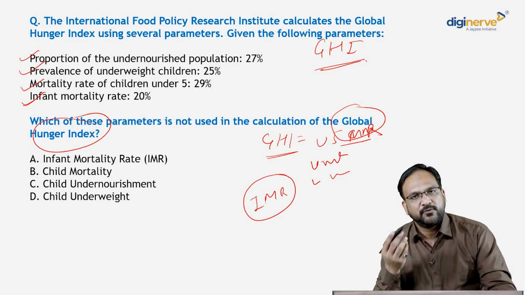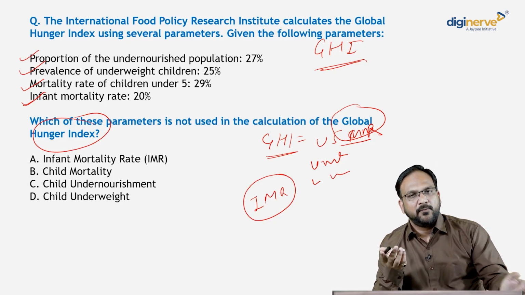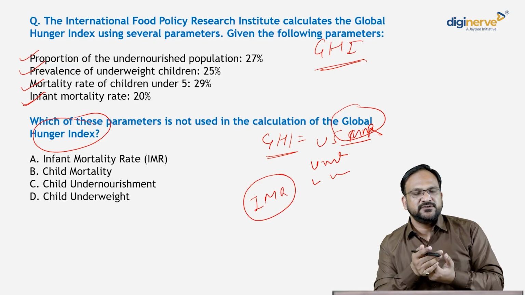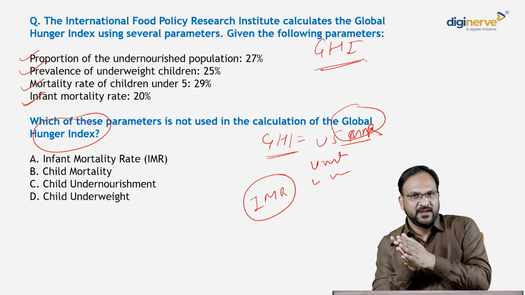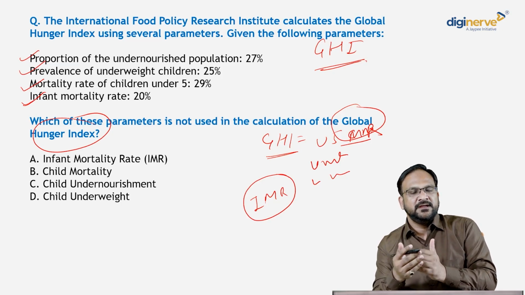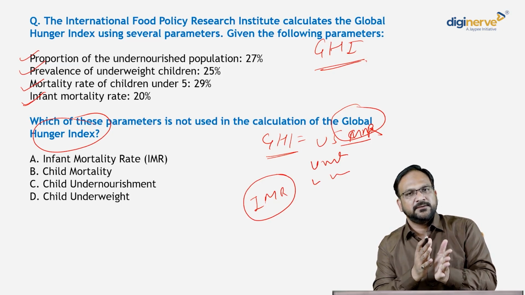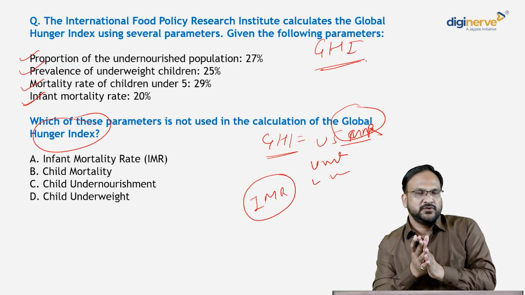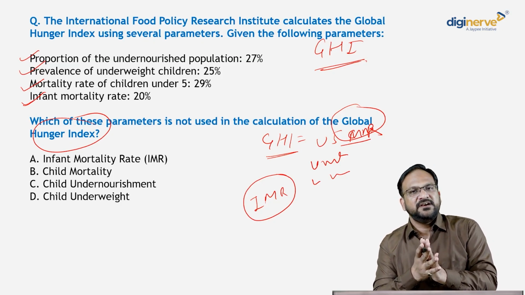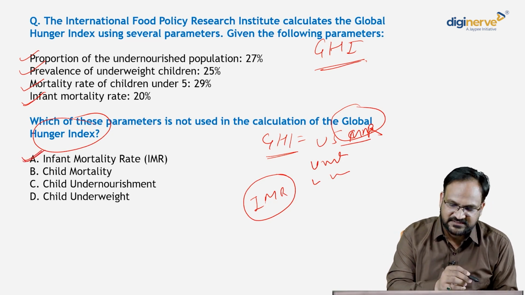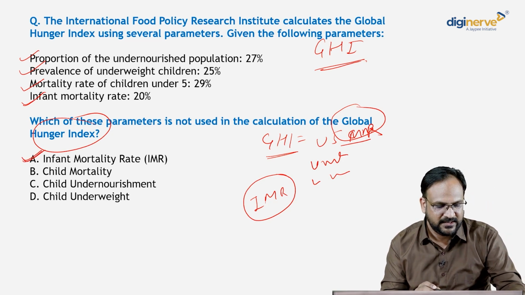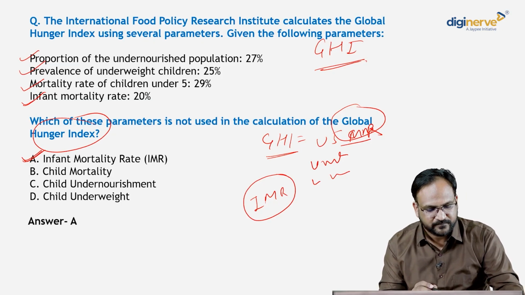Even infant cannot be considered as a part of the Global Hunger Index, because till the age of 6 months, the infant is exclusively breastfed by the mother, and for the next 6 months the infant is also taking some breastfeed from the mother. So infant mortality cannot be a part of the hunger index. So I am going with the answer A here, and this is our answer.